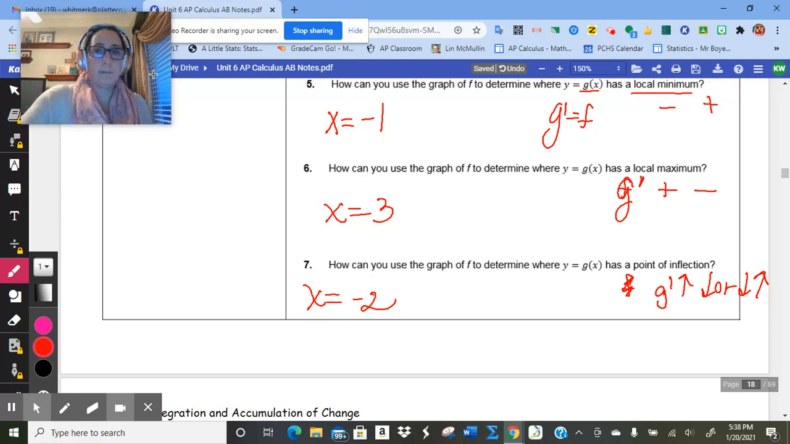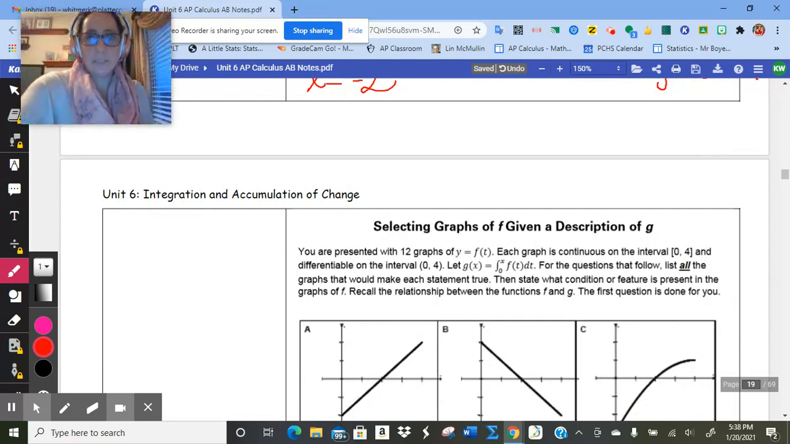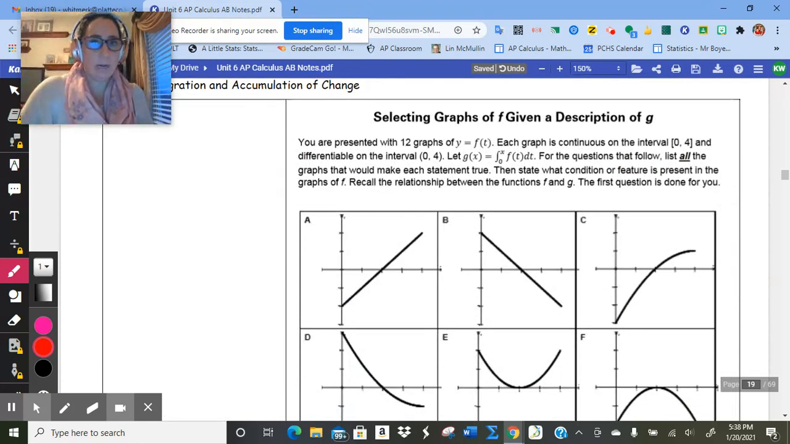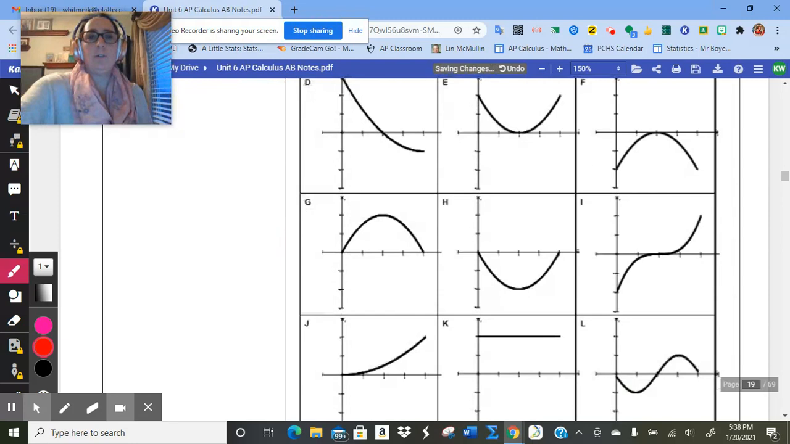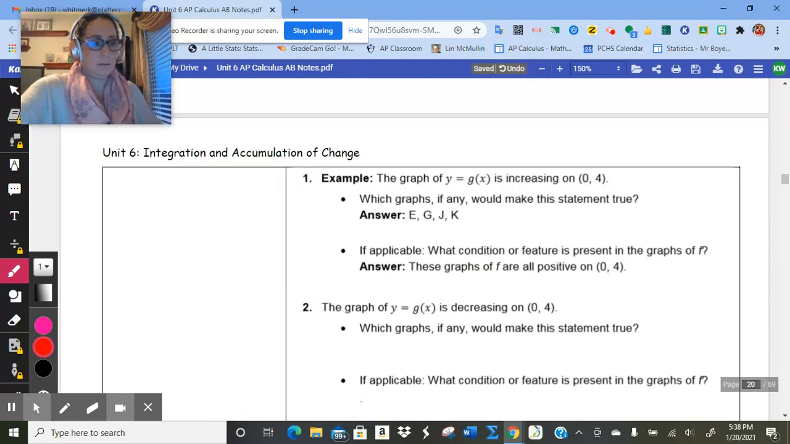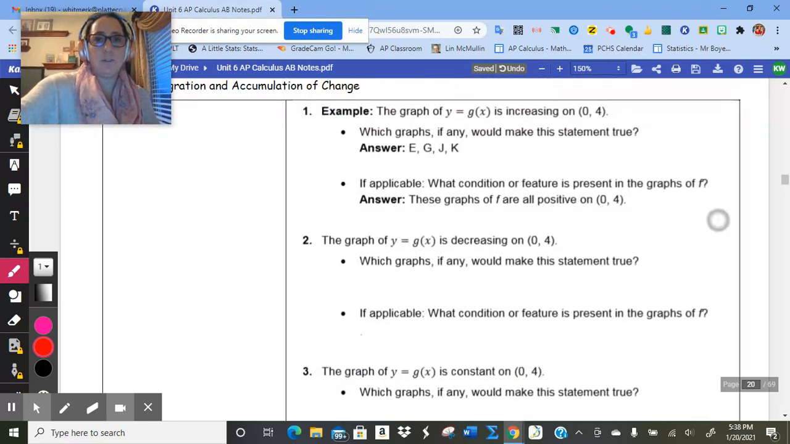Okay. So this next one, these are going to be some graphs. These are the graphs of f of t. And we're going to use these, and you'll have to go back and forth to the next page to answer the questions on the next page.